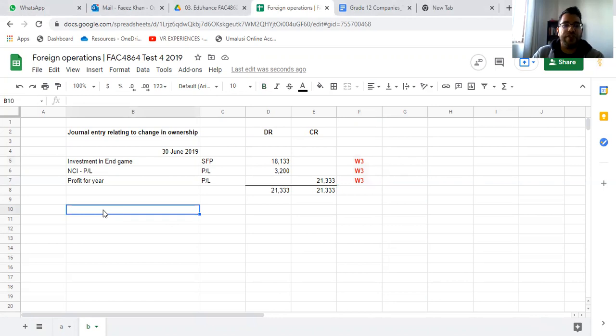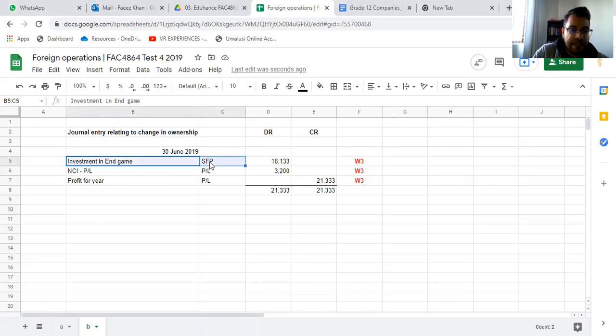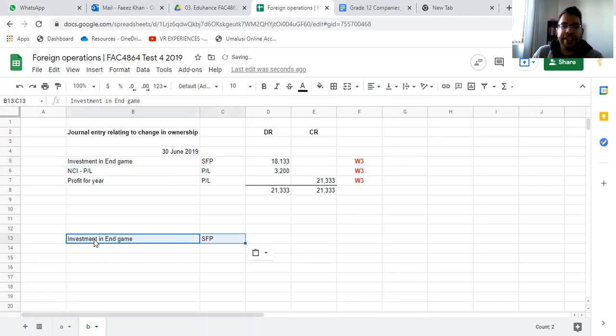So what we're going to do over here, we must get rid of the investment in Endgame. So there's going to be a credit to this. It will just be the balancing figure.